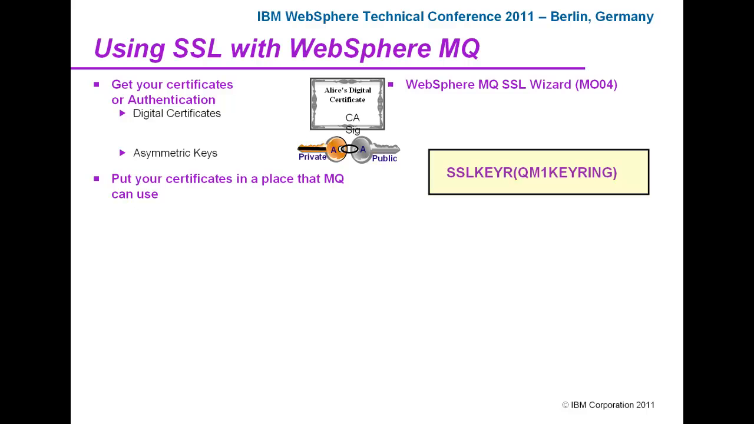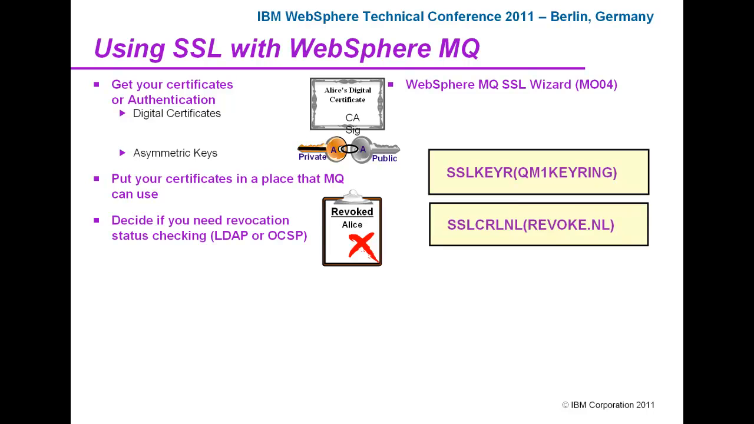You then, once having got these certificates from your CA, or you've self-signed them, from your file system, put your certificates in a place that MQ can use, and that is your key repository. So SSLKEYR is an attribute on ALTER QMGR, which points at your key database file or your z/OS keyring in that field.